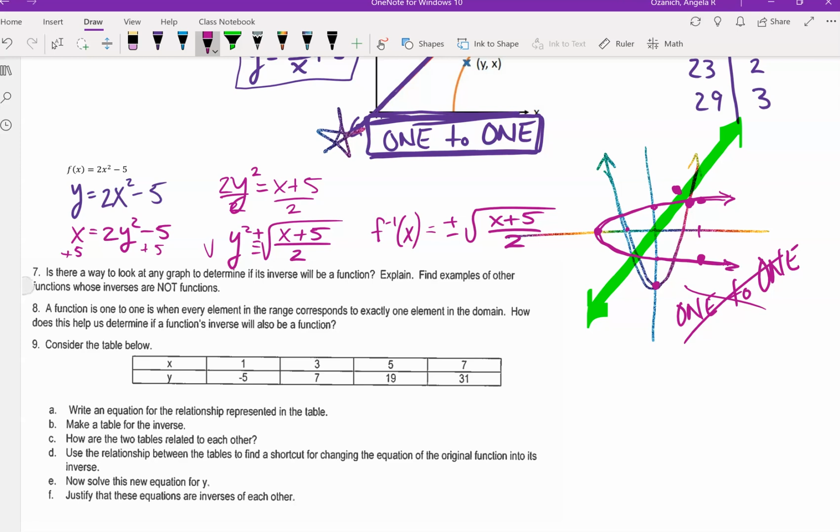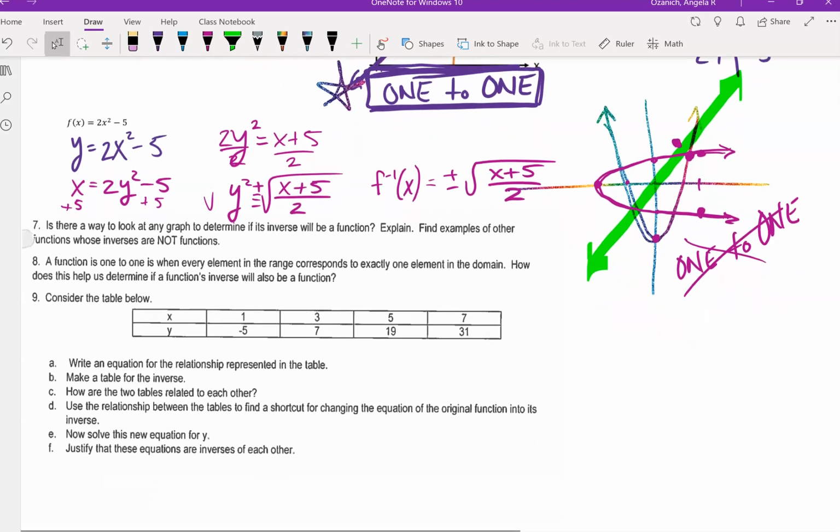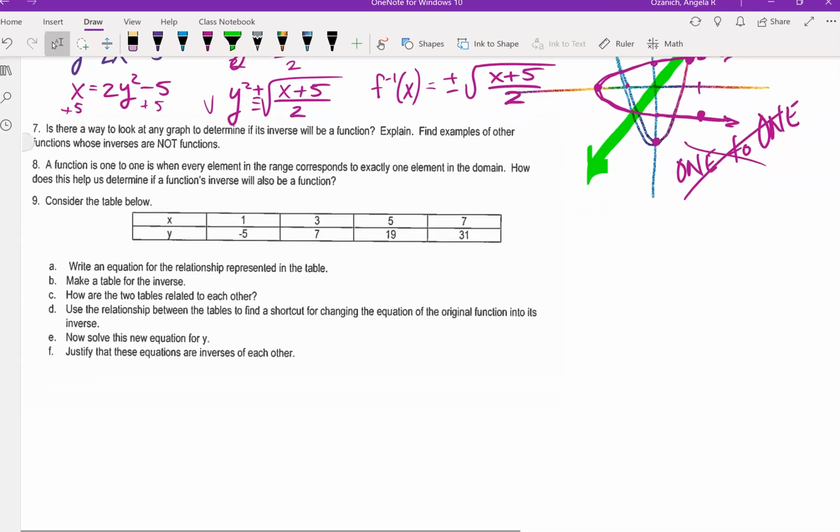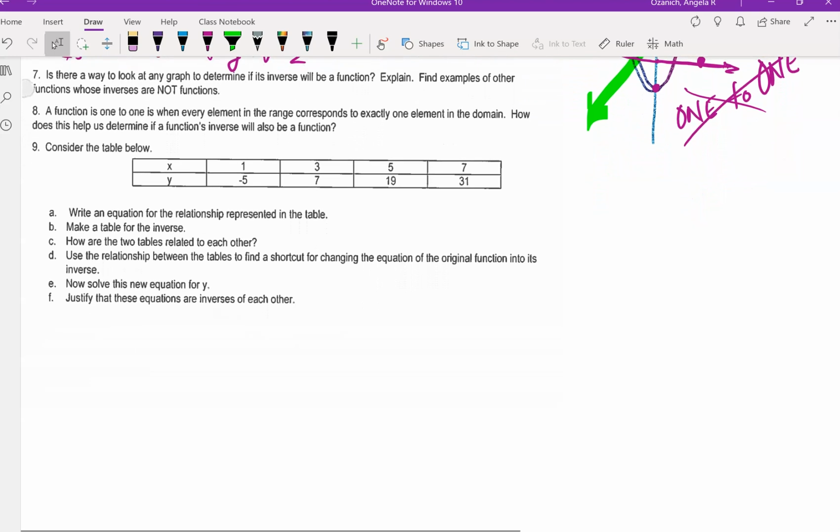This example that you're about to see is taken from your text. We only have about 3 more minutes available to us on this video. So let's just read through it together and talk about what some of the expectations would be on a question like this so that you guys are ready for it when you see it in class. Is there a way to look at any graph to determine if its inverse will be a function? Find examples of other functions whose inverses are not functions.